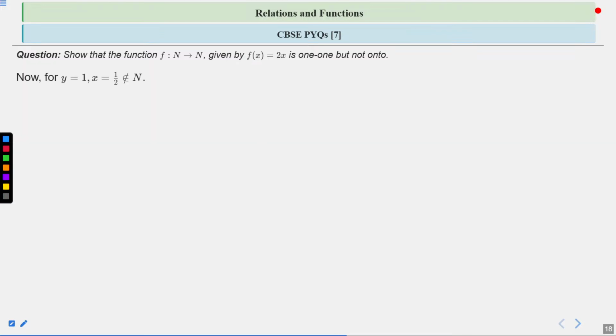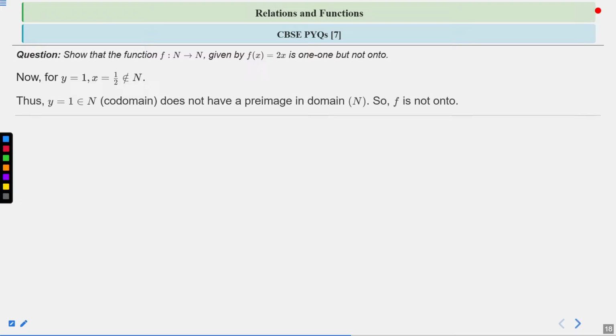So for y equal to 1, x is equal to 1 by 2, which does not belong to the natural numbers, right? Clear? So for any odd number in the codomain, there will not be any pre-image in its domain. Thus y equal to 1 belonging to the codomain N does not have a pre-image in the domain N. So we can say that f is not onto. So f is a one-one function, but it is not an onto function. Clear?